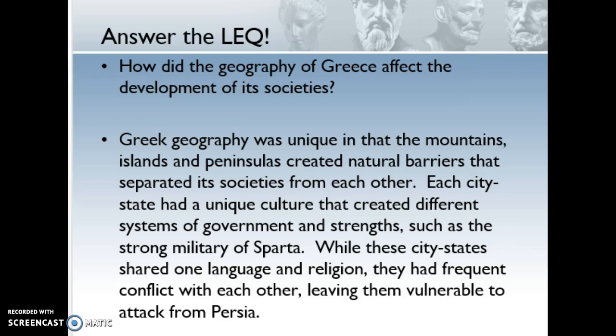Greek geography was unique in that the mountains, islands, and peninsulas created natural barriers that separated its societies from each other. Each city-state had a unique culture that created different systems of government and strengths, such as the strong military of Sparta. While these city-states shared one language and religion, they had frequent conflict with each other, leaving them vulnerable to attack from Persia.